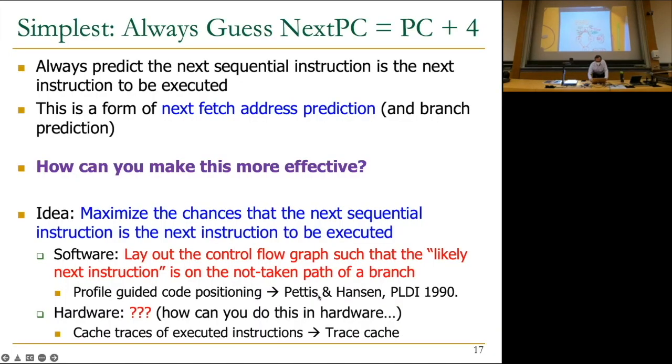I'm not going to cover the hardware version. I briefly covered the software version just to give you the idea. But basically, this is the idea of caching traces of executed instructions.